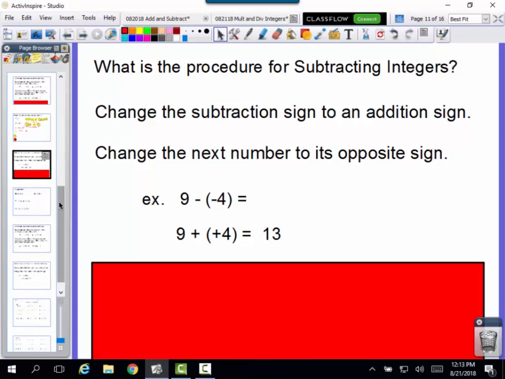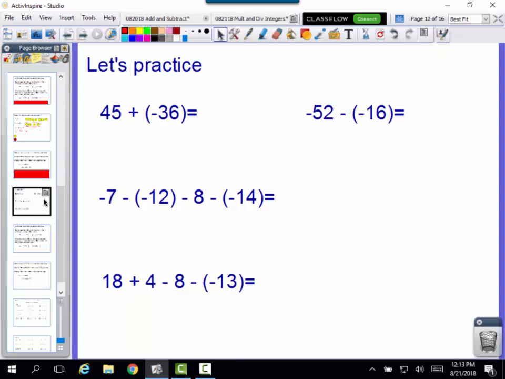Okay, so let's see if we can do a couple just to kind of finish up here. Okay, so in this first one here, we have to think about our rules. And we have to think about 2 things. Our first question is, what type of a problem is it? Is it an addition problem or a subtraction problem?